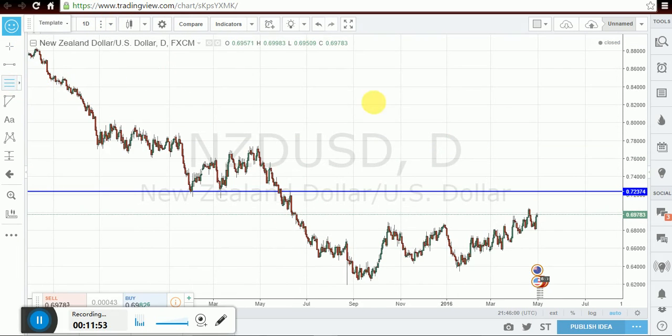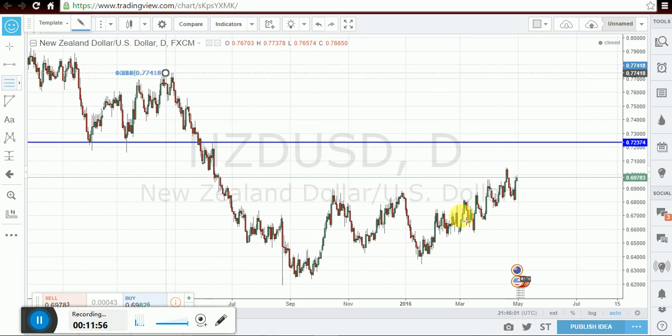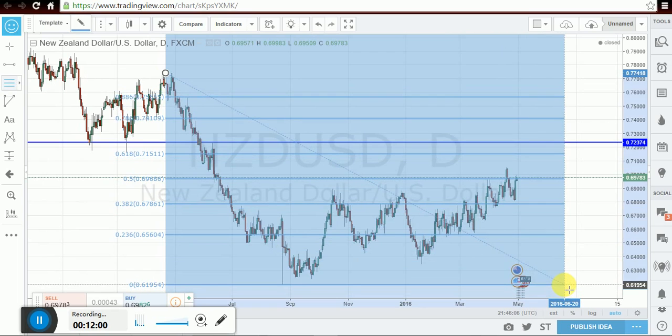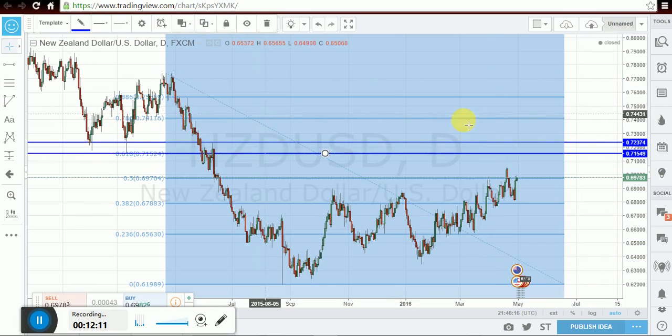If I bring in my Fibonacci retracement, swing high to swing low, well, we can see the 618 retracement is not quite at that structure. It is right at that spike down, so we do have a 618 retracement.